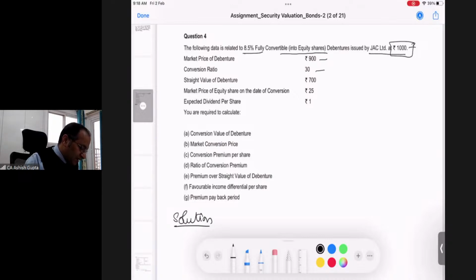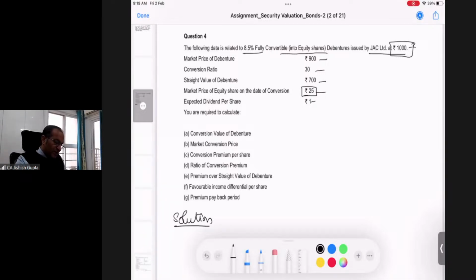Conversion ratio is 30. Straight value of bond, if we go by simple discounting, will be 725. Market price of equity share on the date of conversion is 25. Student, please note that the market price on the date of conversion matters a lot, because it decides whether you want to exercise your option or not.